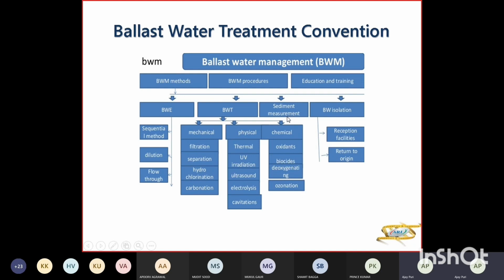Then sediment management, ballast water isolation, that is you're sending to shore or you're returning to origin. Origin means you are pumping out where you've already taken it. So suppose you've taken it in some place, you're coming back and returning the ballast there only. And your procedures and education and training. So the entire thing is ballast water management.